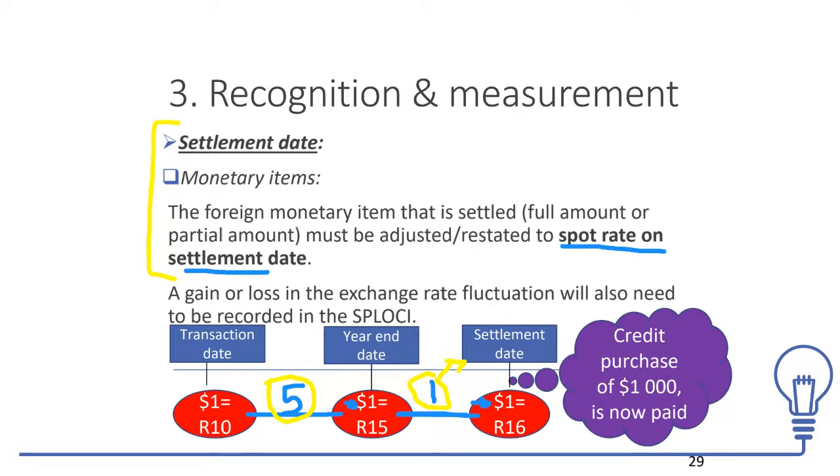And so what we do is we remeasure it from one time to the next. We remeasure it at the year end, and then we remeasure it again at settlement date. Any differences, and when I say any differences, I'm talking about the 5 Rand and the 1 Rand, these differences go to gain or loss, depending on what direction it is. They go to gain or loss in the statement of profit and loss and other comprehensive income.